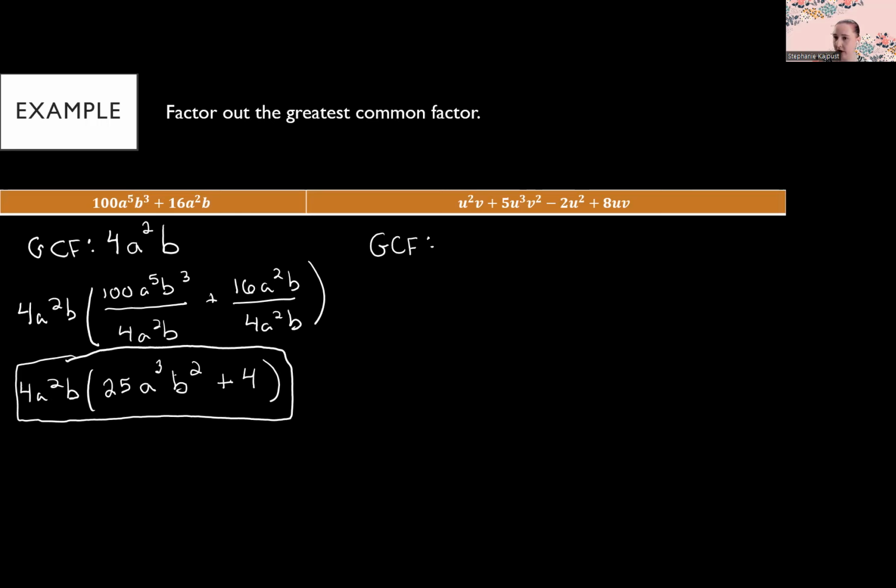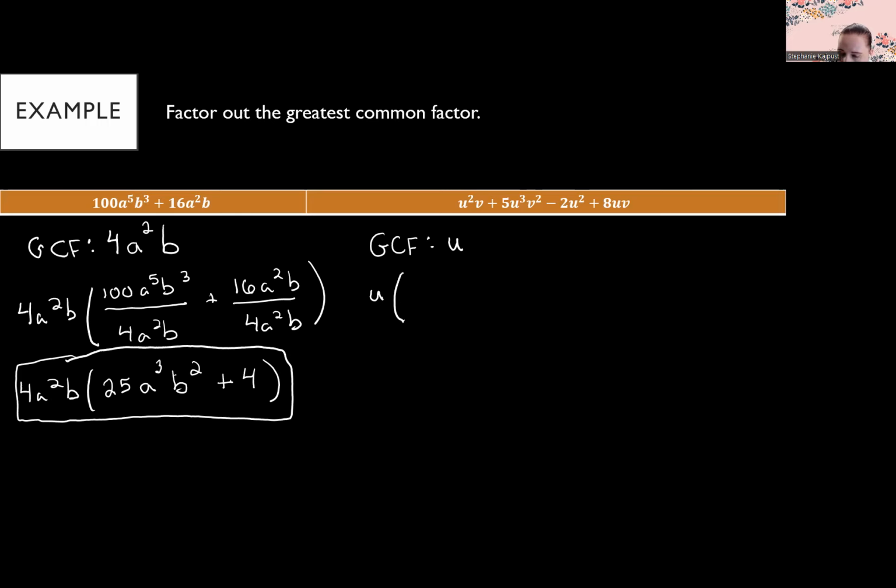So then I go with my variables. I got the letter u. So I've got a u squared, u cubed, u squared, and then u. So the smallest is a u. So I can factor that out. Then I go to the letter v. I've got a v squared, a v squared, but there's not a v in my third term. So as soon as it's not in one of the terms, it's not part of the greatest common factor. So because that minus 2u doesn't have the letter v, I can't factor it out. So my greatest common factor here is just the letter u.